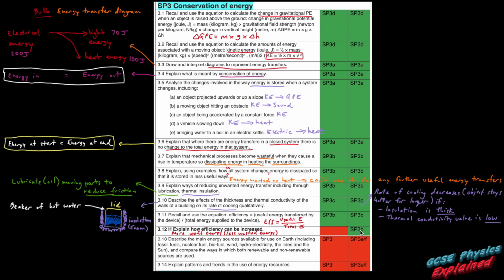Higher candidates also need to be able to explain how efficiency can be increased. Well, if we look at the equation for efficiency, if we can make the top number bigger, then that will make the efficiency bigger. So if we have more useful energy, or you could say have less wasted energy, that will make the efficiency bigger, because it means more of the energy that you're putting in is actually turning into useful energy as the form that you want out.